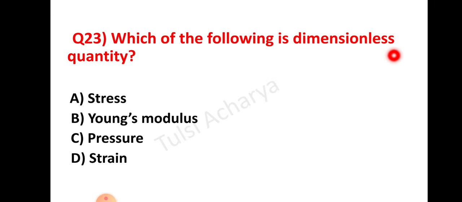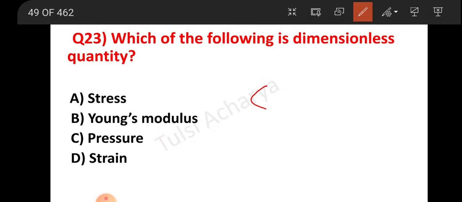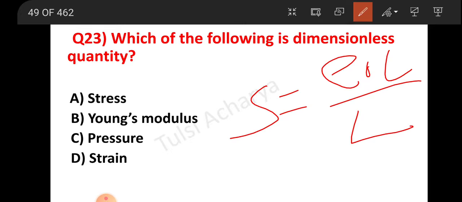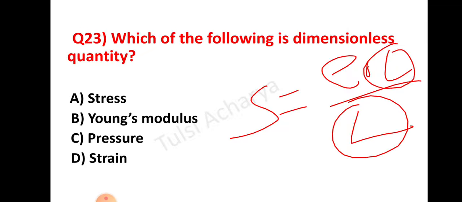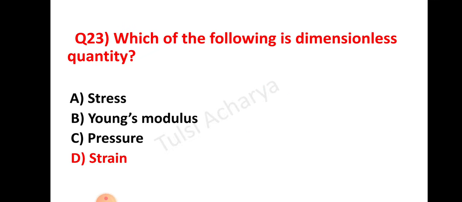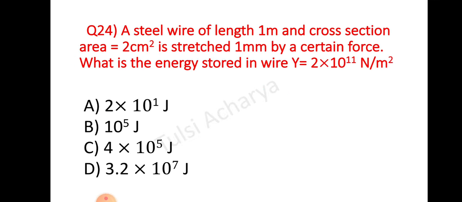Which of the following is a dimensionless quantity? We know stress, Young's modulus, and pressure all have the same unit. That is the unit of pressure, force upon area, Newton per meter square. But strain is unitless, because strain is given by change in length per unit original length. This is also length, this is also length, they have the same unit, they cancel with each other, and this quantity becomes dimensionless or unitless. Now let's move to question number 24.